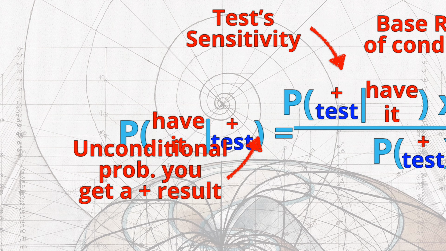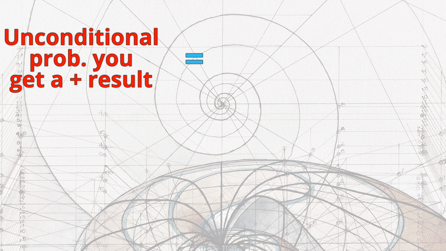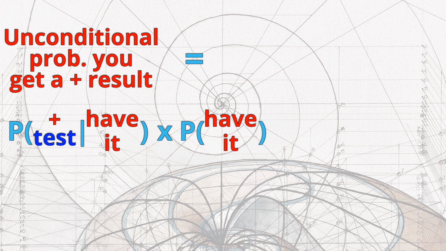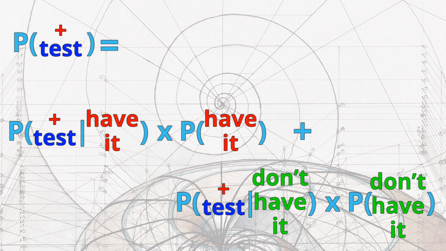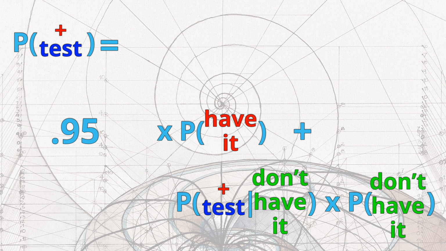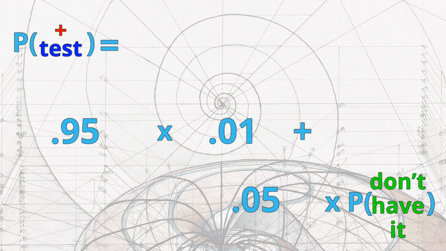This last probability can be calculated by adding up the probability that you get a positive result when you do have the condition, weighted by the probability that you have the condition, and the probability that you get a positive result when you don't have the condition, weighted by the probability that you don't have the condition. Okay, so let's start with that calculation because the other numbers can just be plugged in from information we already have. The probability that you get a positive result when you have the condition is 0.95. The probability that you have the condition is 0.01. The probability that you get a positive result when you don't have the condition is 0.05.